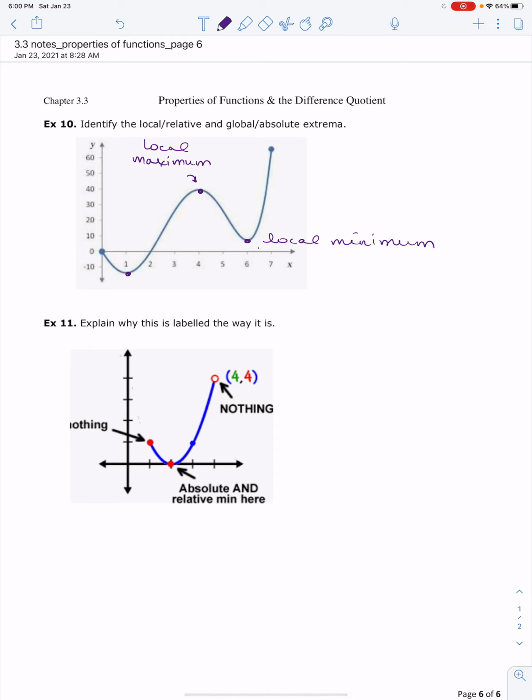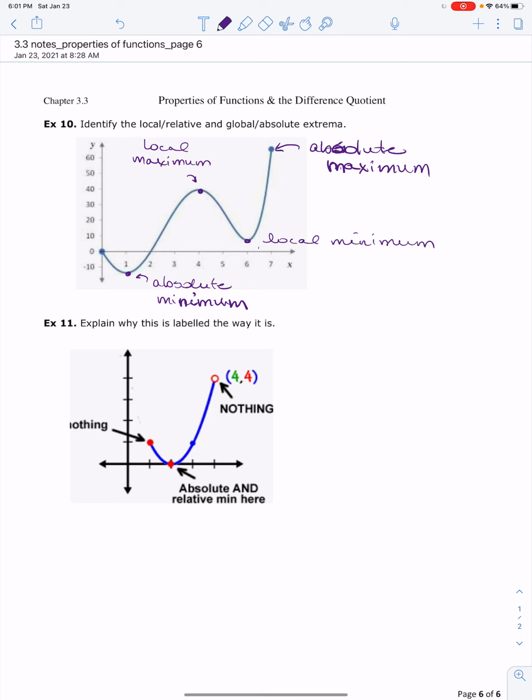We have got an absolute minimum. Absolute. It is smaller than every other function value. Ew, I think my pencil's dying here. And then we've got an absolute maximum here. That is the largest function value on the interval.